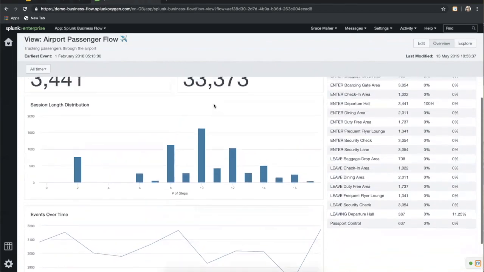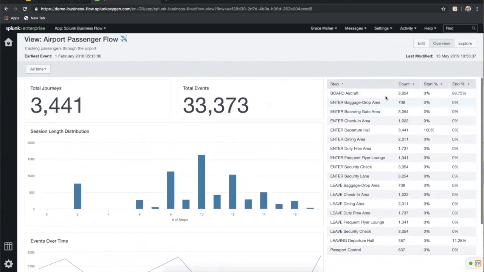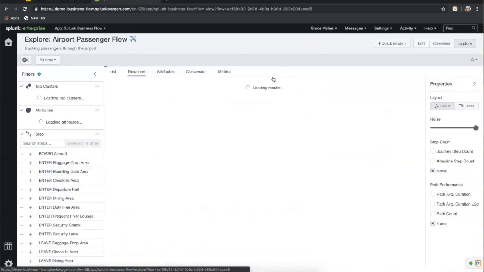Now, as you can see, I have an airport passenger flow view here, where I'm looking at 3,400 journeys, which are made up of about 33,000 events. These individual events are coming from each checkpoint that you might make when you normally go through the airport, such as dropping your bag off, checking in, going into the frequent flyer lounge, having your security checks done, and then going maybe to the dining area, and then lastly through to the departure hall.